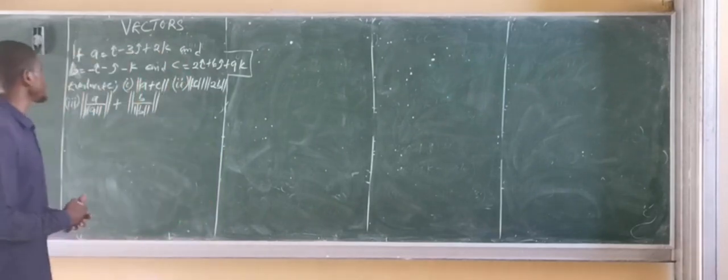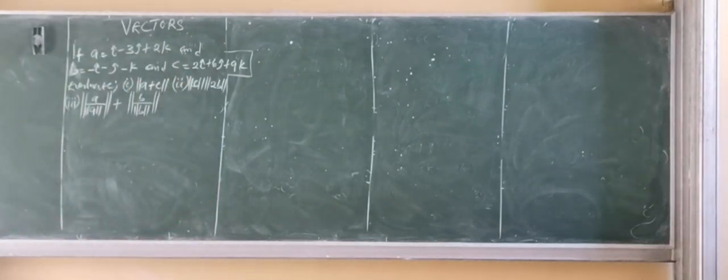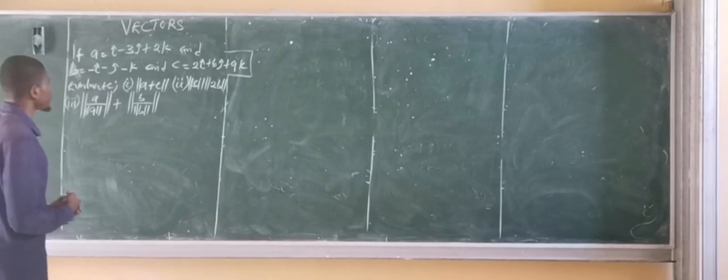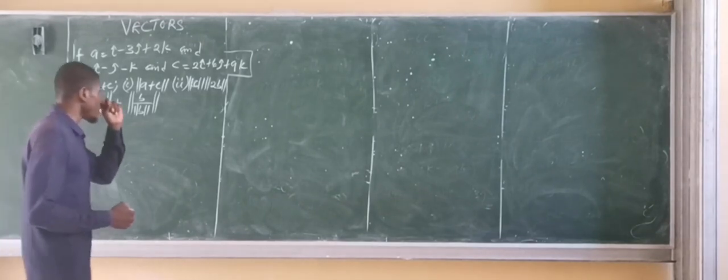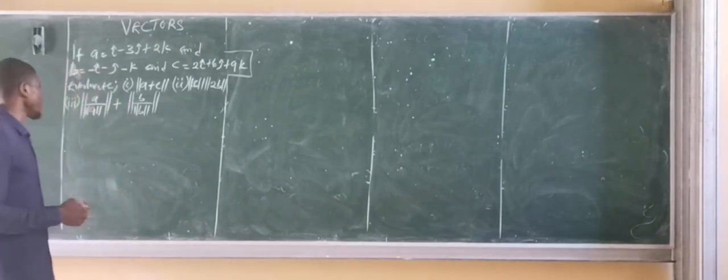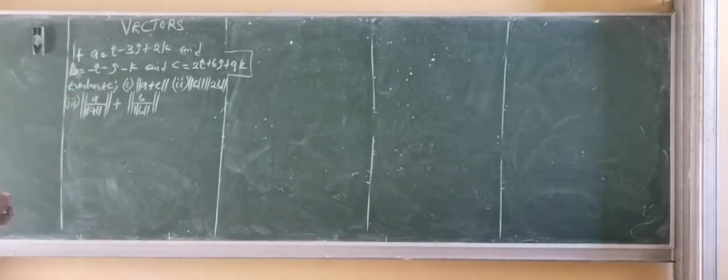Now let's say we are given this problem. If A equals I minus 3j plus 2k, and B equals minus I minus j minus k, and C equals 2I plus 6j plus 9k. The question says evaluate the magnitude of A plus C.